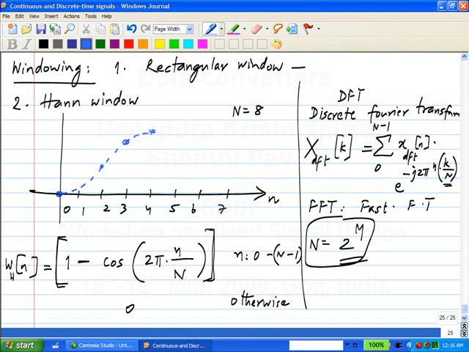Okay. What is the value at n equals 4? What is the value of the cosine at n equals 4? This lowercase n equals 4. Cos pi? What is cos pi? Minus 1. So this is minus 1. So you get 1 minus minus 1, which is 2.